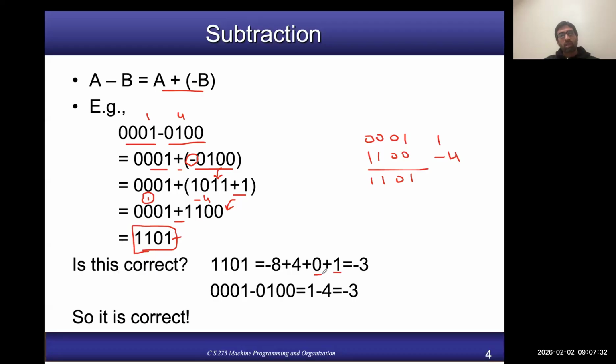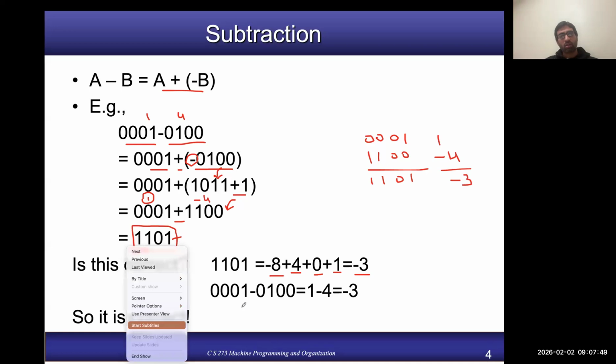Next bit is 0, so we can directly write 0. So 1, 2, and 4 plus 4. And the weight of the most significant bit is negative, so it is -8. So when you do the math, you will get -3. So 1 minus 4 is -3. So this procedure is correct. Okay. Any questions here?